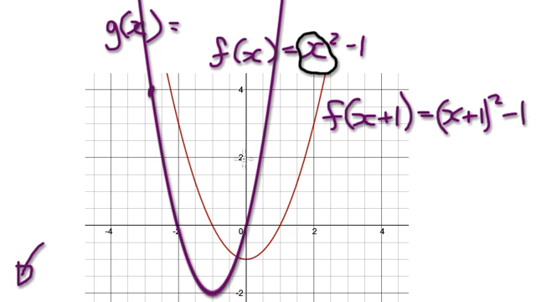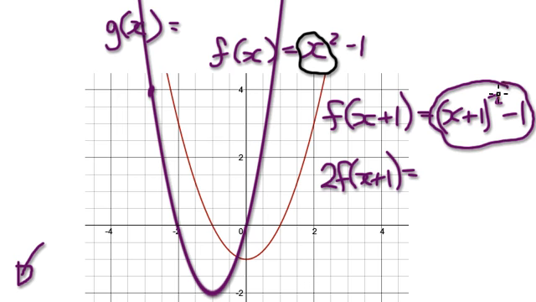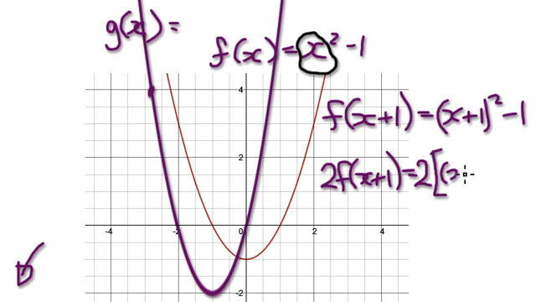Now our next step was to stretch everything by a factor of 2, so it would be 2 f of x plus 1. That means we do the whole thing first and then times 2. So you've got to do all this first and then you times 2. What that means is 2 bracket x plus 1 squared minus 1, and then close it off here.